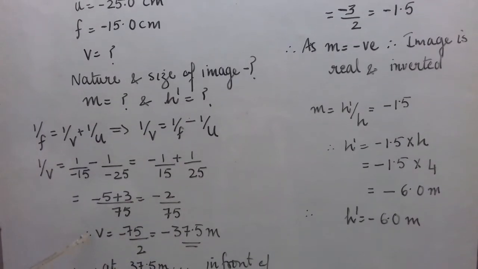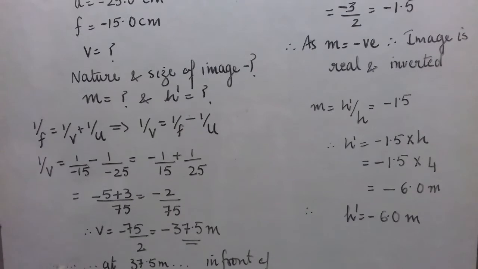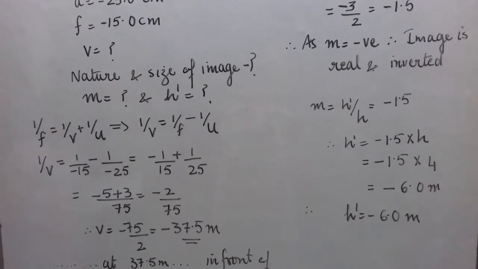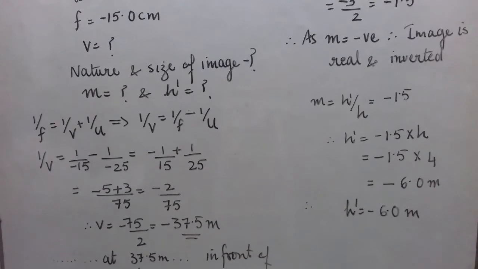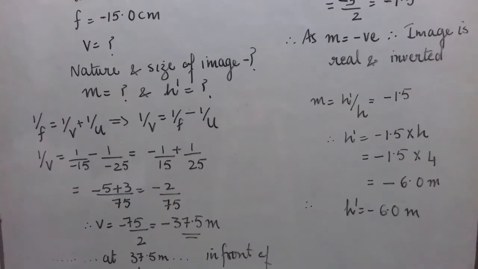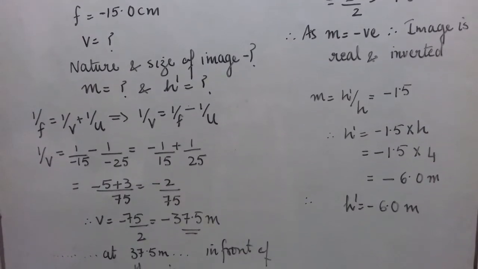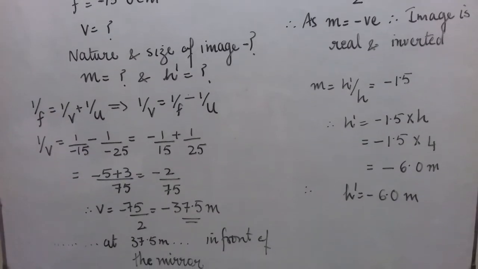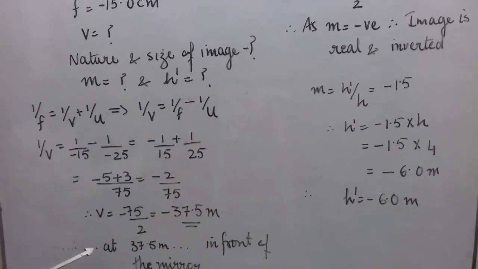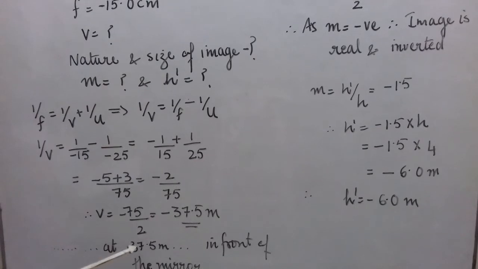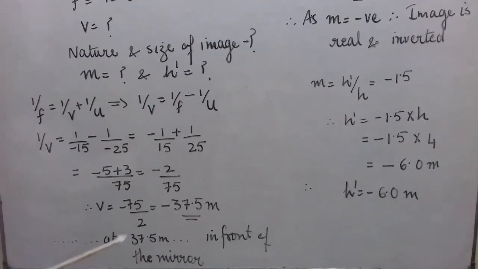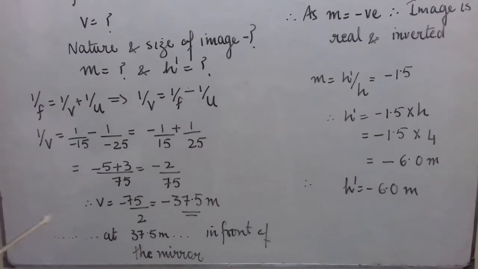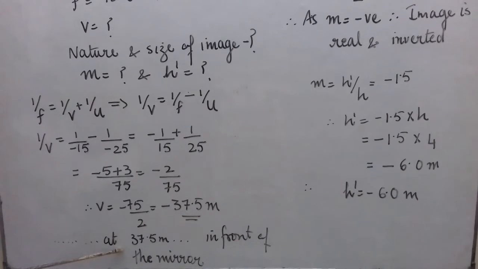Now this is the image distance, but we will write the answer the way they have asked us the question, in that way only. What was the question? At what distance from the mirror should a screen be placed in order to obtain a sharp image? So the screen should be placed at a distance of 37.5 meter from the mirror in front of it to get a sharp image.